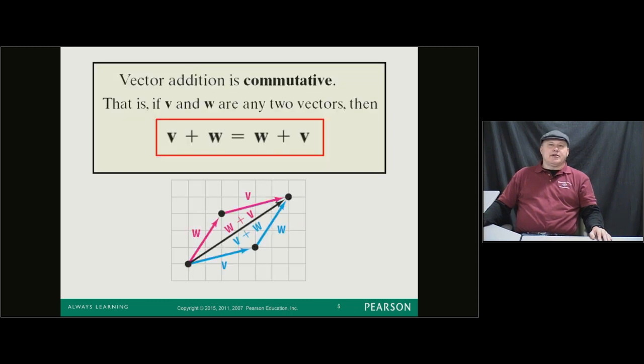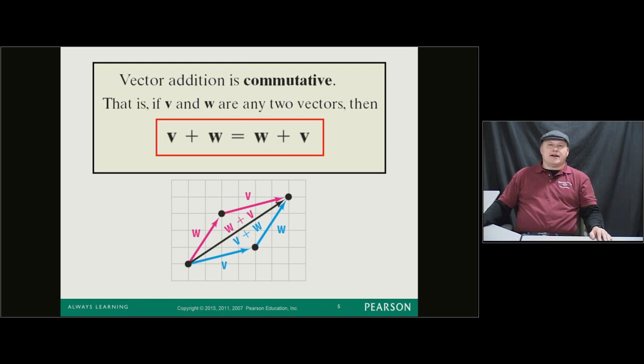Vector addition is commutative. What that basically means is that whichever vector you add first, it doesn't matter. If V and W are any two vectors, then vector V plus W is equal to vector W plus V. W plus V is the black vector in the middle. If you go the blue route, V first, then W, like the previous example, that is what you'd end up with. But if you go vector W first, and then vector V, they end up at the same location. So V plus W and W plus V are the same.